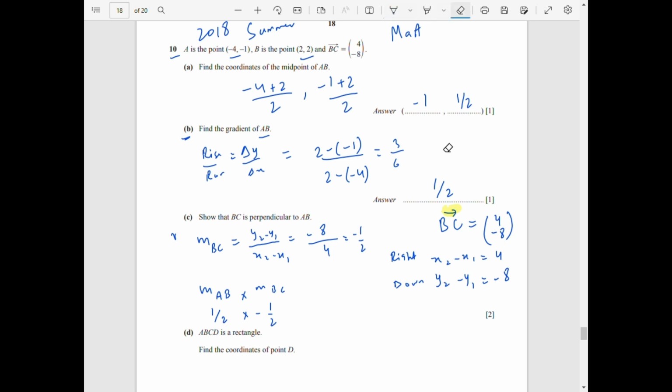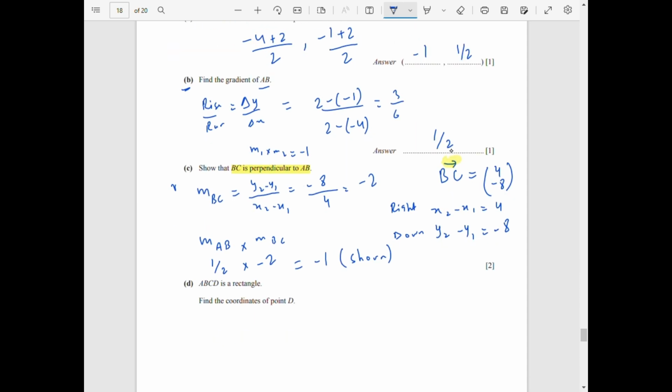Okay, my bad. This is not -half. This is -2 over here. So half times -2 should give you what? It gives you basically -1. So that is what we know as a matter of fact should be the product of two lines' gradients if they are perpendicular. So m1 times m2 should be -1, and that's what we have got, and that is sufficient for gaining 2 marks for this part.